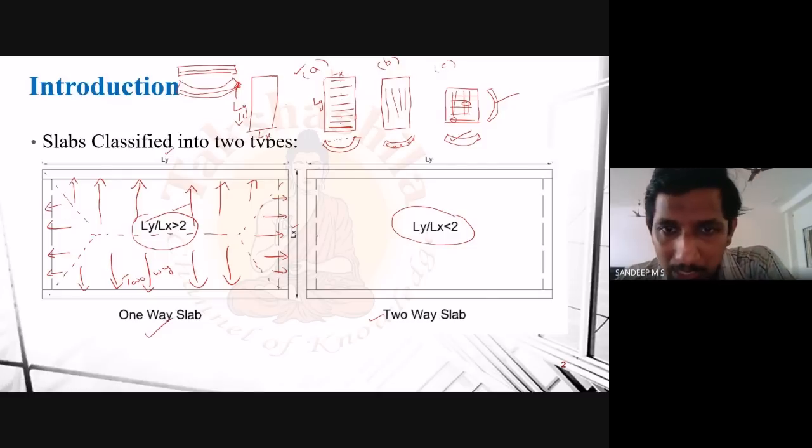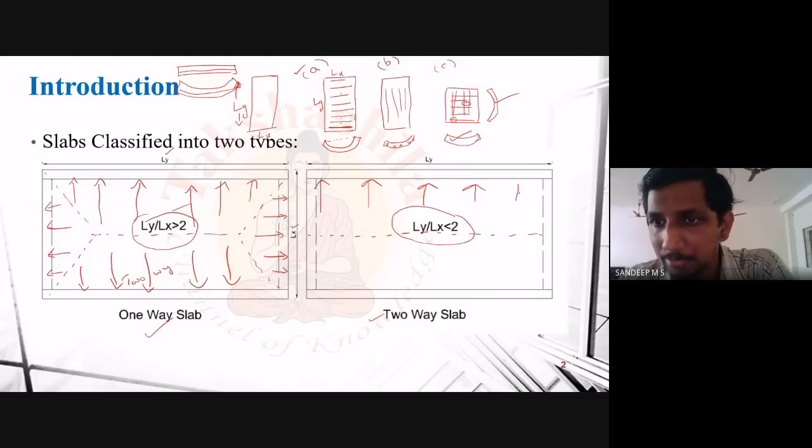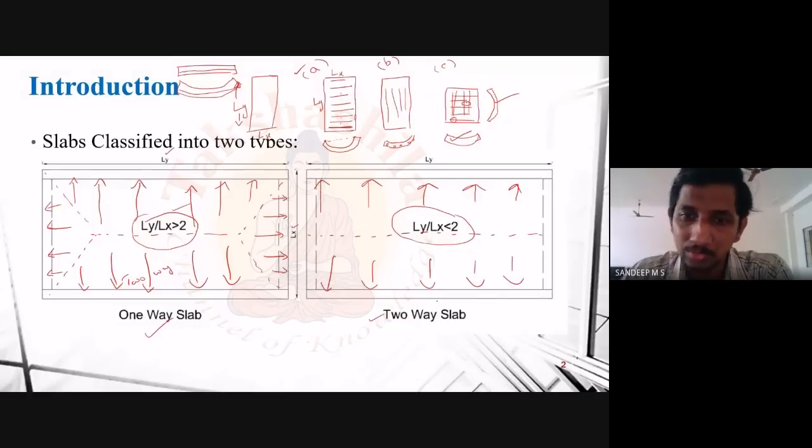In the case of one-way slab, this will be the pattern. You can directly split it into two halves, and half of this will be taken care of by the support in the top portion, and the remaining half will be taken care of by the support in the bottom portion. So this is how the load transfer takes place in the case of a one-way slab.